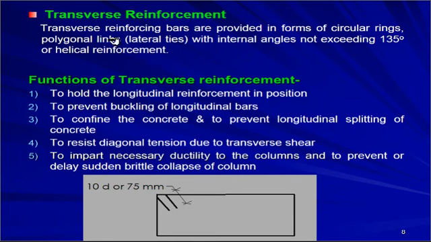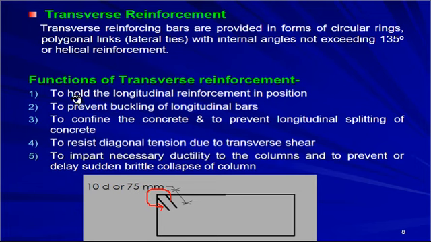Well, the second type of steel is transverse reinforcement. Transverse reinforcement bars are provided in the form of circular rings or polygonal rings. These are called lateral ties, with an internal angle not exceeding 135 degrees. So if this is the link which is provided here, this angle is 135 degrees, so obviously the internal angle is 45 degrees. And the length of that hook must be 10D or 75 mm, whichever is more.